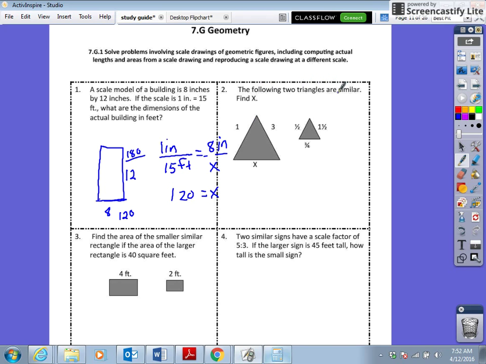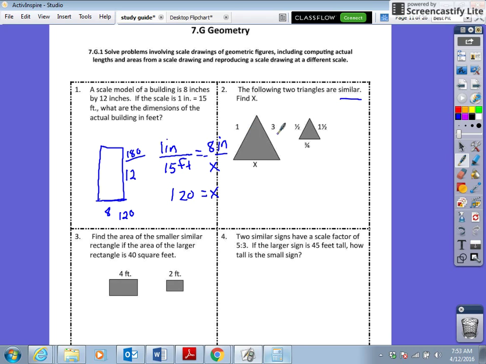The following 2 triangles are similar. Similar just means this is, for example, the actual one, and then I shrunk it down, and this is my scale. Similar just means they're exactly the same shape. It's just like I took the corner and shrunk it down, or I took this corner and I made this one bigger. So if they're similar, then I can find x.